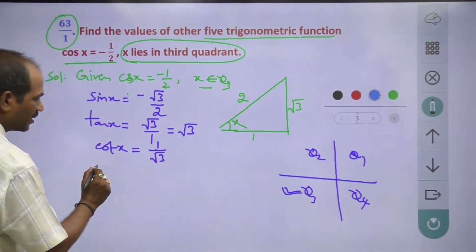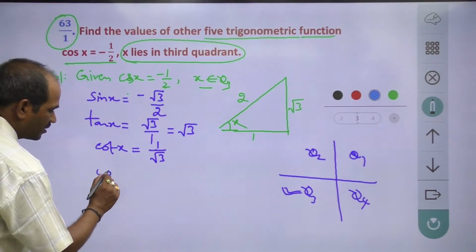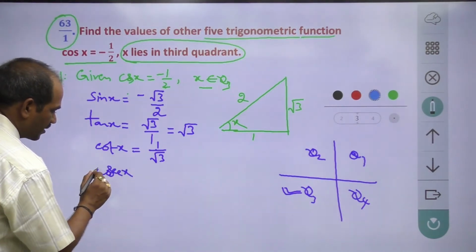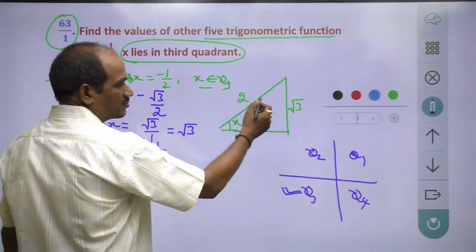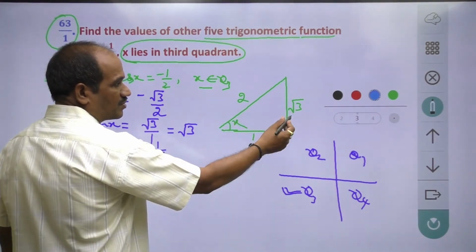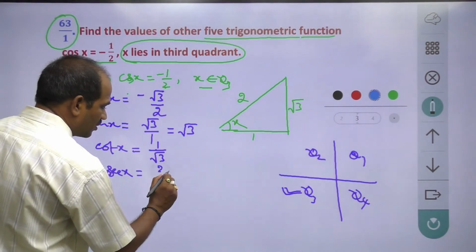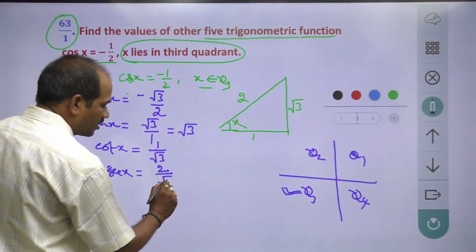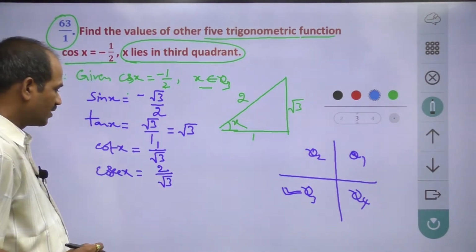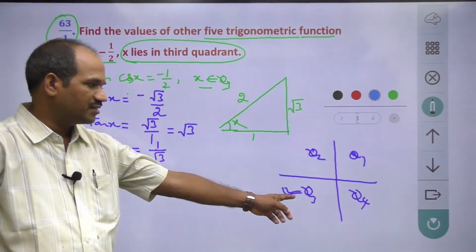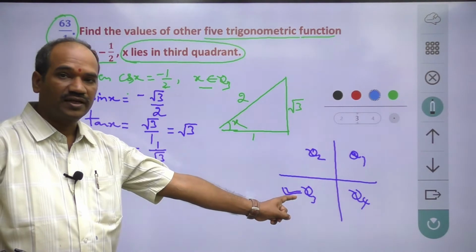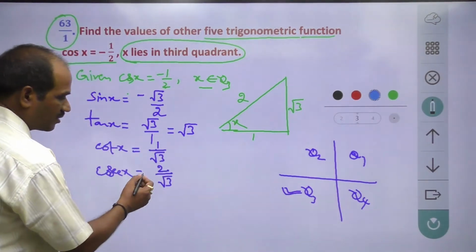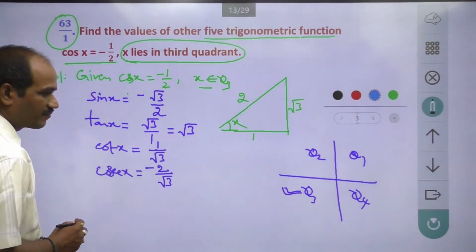Next take cosecant. So cosecant x is equal to hypotenuse by opposite side. The hypotenuse value is 2, so 2 by root of 3. Here cosecant x lies in the third quadrant, and in this third quadrant cosecant x is a negative value. So if you take minus, that is minus 2 by root 3.